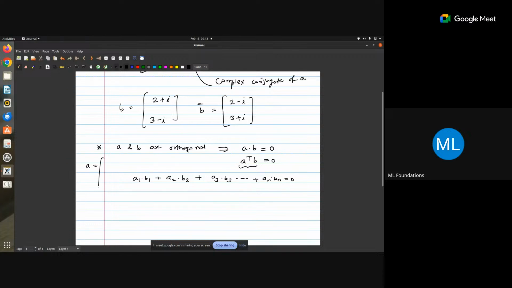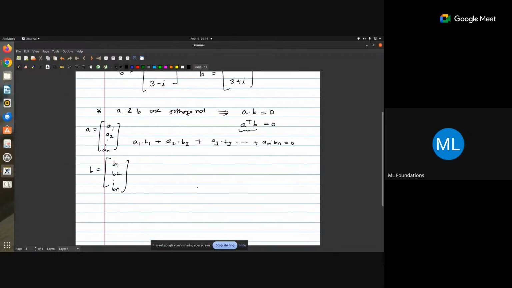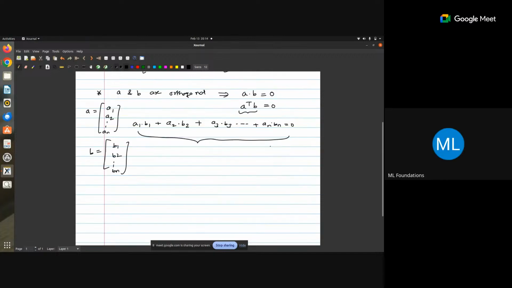Basically A is a vector where the values are A1, A2 to An, and similarly B is a vector where the values are B1, B2 up to Bn, right? In the real scenario we say that the dot product between these two vectors equal to 0. That means this, right? Is that correct? I hope this is fine. Yes, sir. For the real case it is the case.